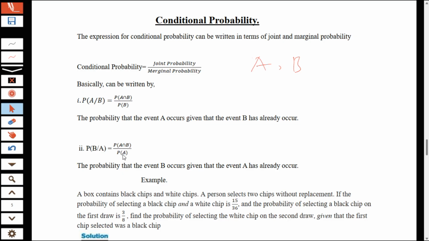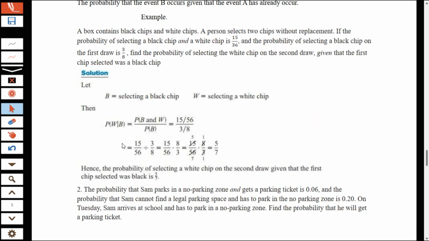When you look at the I and the II, there is a little difference between them. You could see that for the I, the denominator is the probability of B. For the II, the denominator is the probability of A. But the numerator for the I and the numerator for the II are the same. So this is how conditional probability can be expressed. Let's walk through some examples for us to really appreciate what we have discussed.